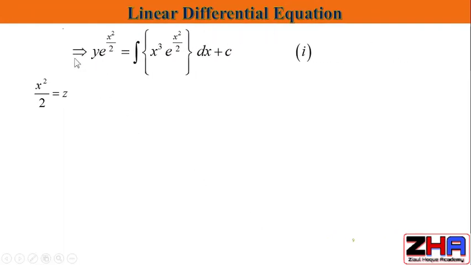Which implies that y into e raised to the power x square by 2 equals integration of x cube into e raised to the power x square by 2 dx plus c. To solve the above equation, let x square by 2 is equal to z, then x dx is equal to dz.